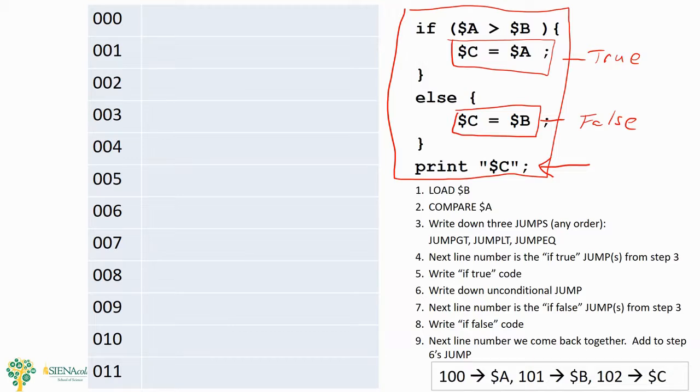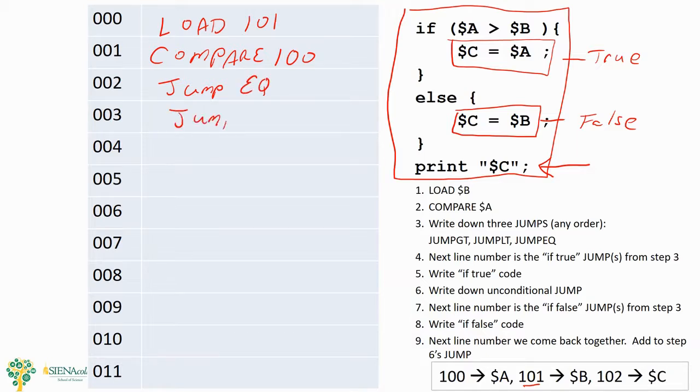Load B. B is 101. Load 101. Compare A. A is in 100. We next write down our 3 jumps in any order. So let's write down jump equal to, jump greater than, and jump less than.